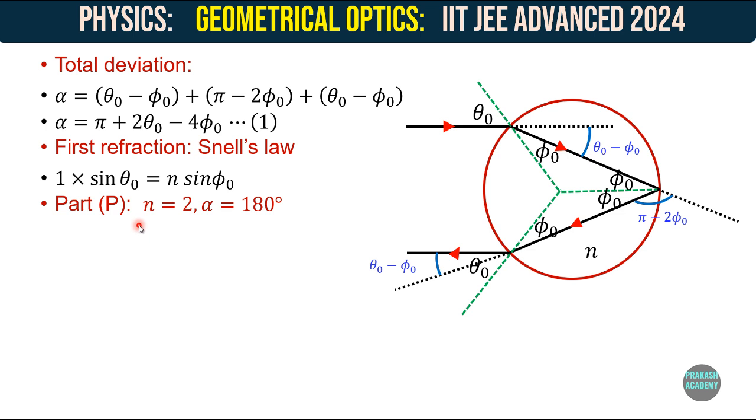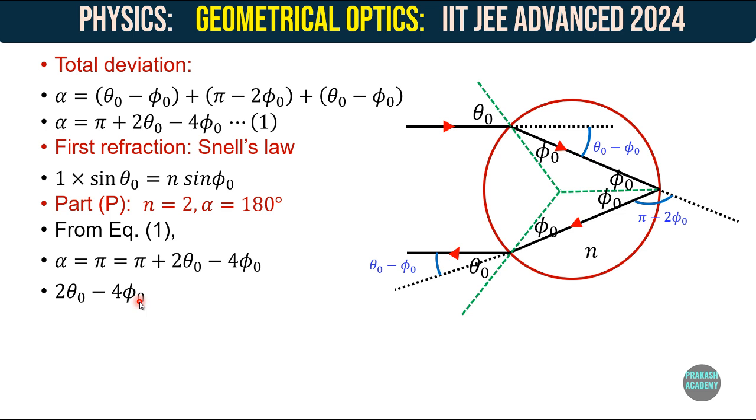Now part P of the question says what happens if n equals 2 and alpha equals 180 degrees, that is pi. So let us use this fact in equation 1, alpha equals pi. Let us plug this value. So alpha equals pi, and this side I have this value, so pi cancels, so I will have 2 theta naught minus 4 phi naught equals 0, or I can say theta naught equals 2 phi naught. Basically here one term is missing, that is this equals 0. So from here I am getting theta naught equals 2 phi naught. So this is the relation.